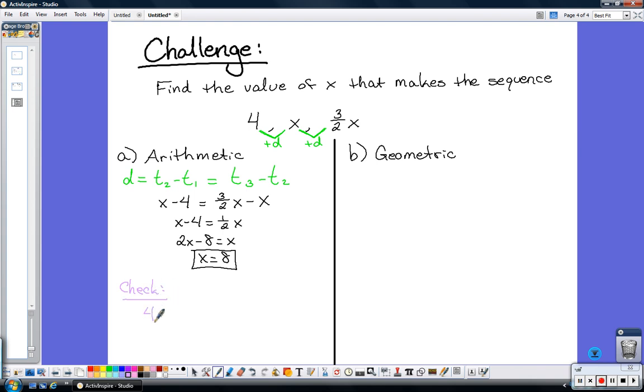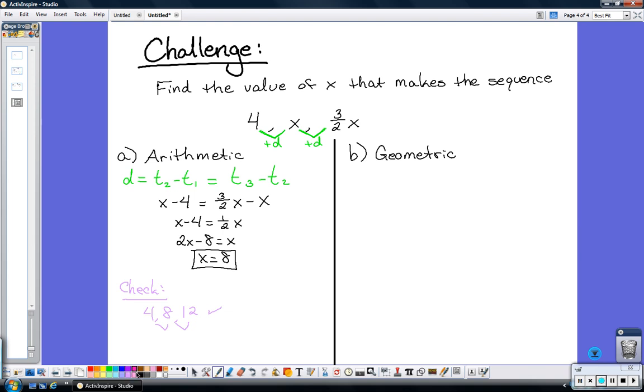Our first term was 4. Our second is x, which is 8. The third term is 3/2 of 8, which would be 12. And yeah, this is definitely arithmetic. Plus 4, plus 4. So that works.